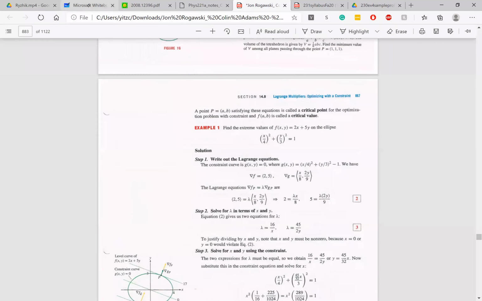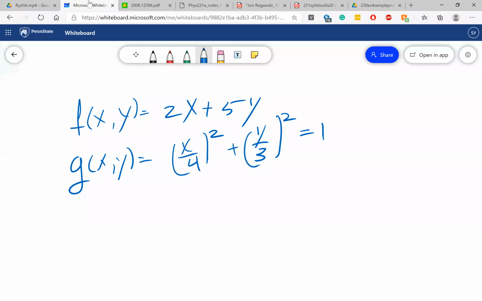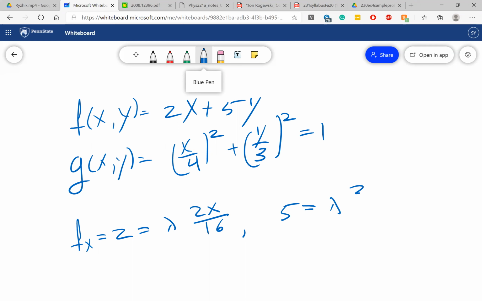So that's the constraint. So the way to do this is by taking the derivative of f with respect to x, which is 2, and setting it to lambda times the derivative of g with respect to x, which is going to be 2x over 16. So that's the first one. The second one is taking the derivative with respect to y, which is 5, of f, and that will be equal to lambda times 2y over 9.